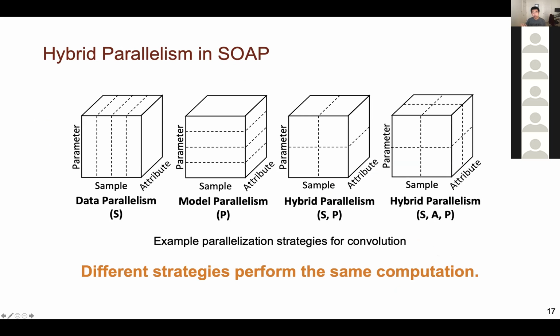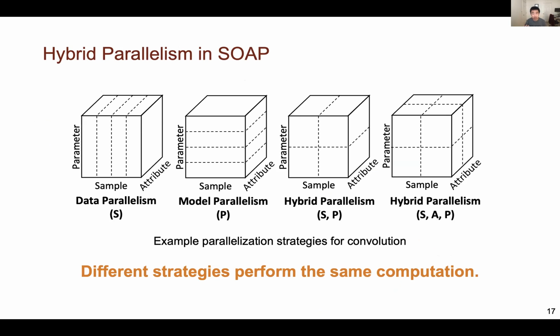Okay, so in addition to these individual SOAP dimensions, we also consider hybrid parallelism in SOAP by combining multiple SOAP dimensions. The right figure shows using two or three SOAP dimensions for one convolution. In our design, it is guaranteed that different strategies will perform the same computation, and therefore we can get the same model accuracy by using different strategies. The key advantage of this design is that when we are trying to decide how we should parallelize the training of a model on a given machine, we don't have to worry about potential model accuracy loss and can focus on improving the runtime performance.